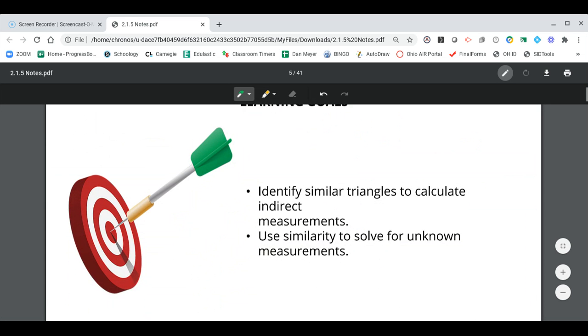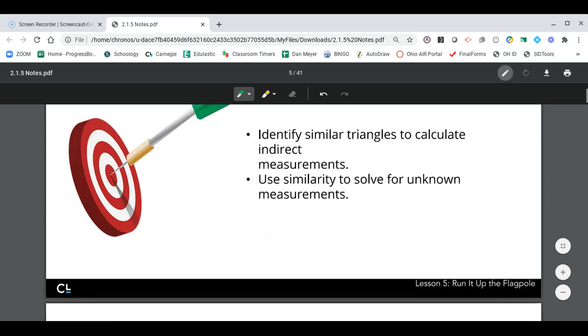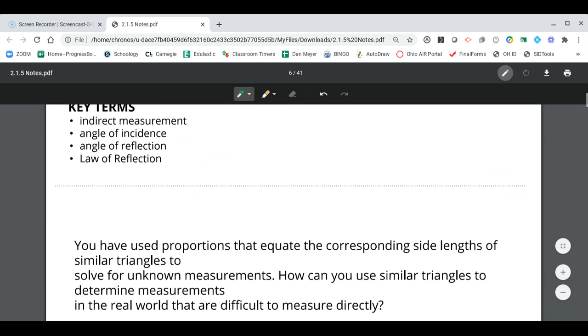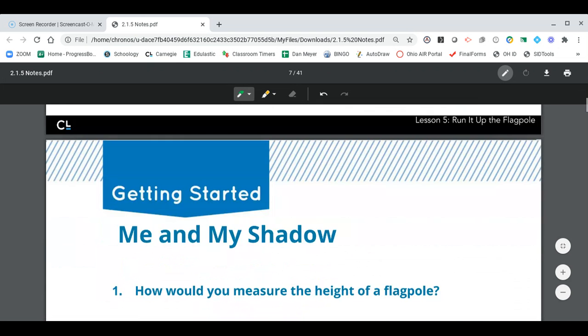All right, moving on to the learning goals for today. We're going to identify similar triangles to calculate indirect measurements and use similarity to solve for unknown measurements, which we've already done quite a bit already. So you've used proportions that equate the corresponding side lengths of similar triangles to solve for unknown measurements. How can we use similar triangles to determine measurements in the real world that are difficult to measure directly?